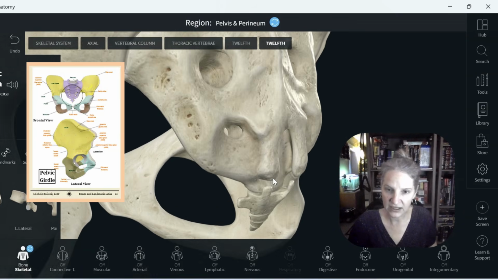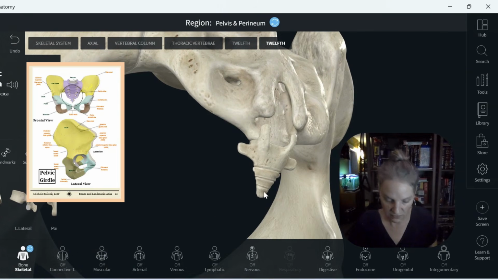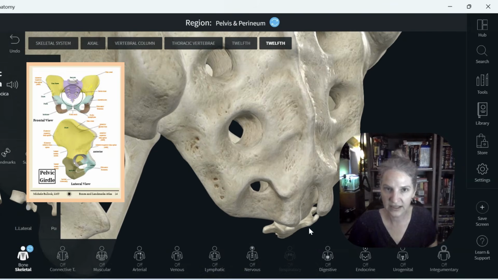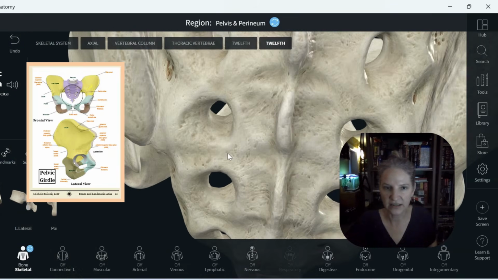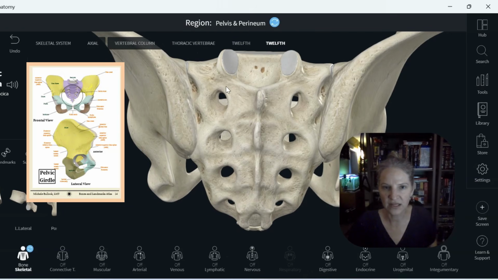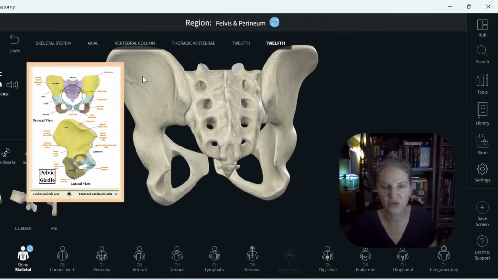And then down here, for the coxal bones, we have 1, 2, 3, 4. All right. And then this joint right here is called the sacroiliac joint, because this is the ilium bone. Sacroiliac joint.